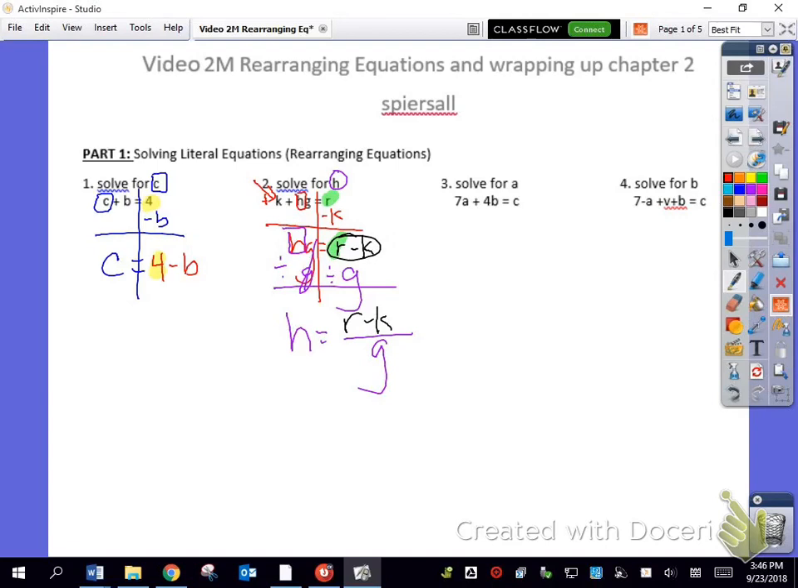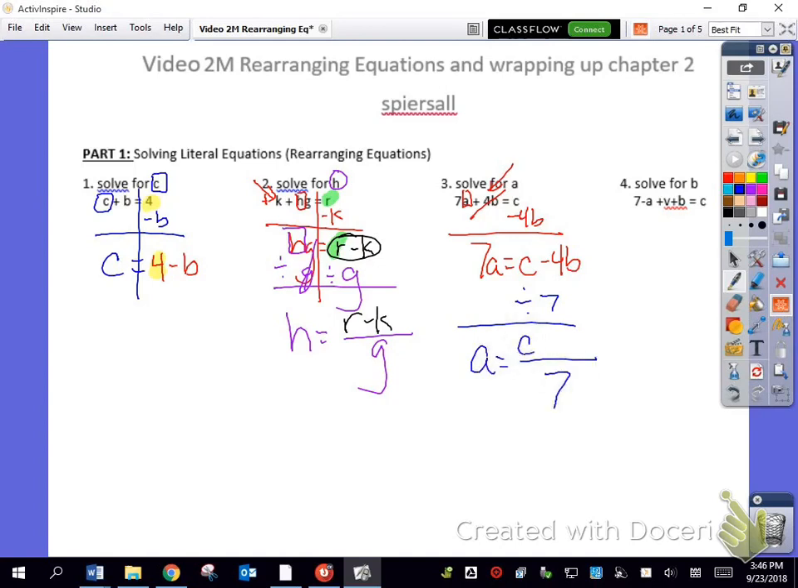Number 3, solving for A. So I need to get rid of the whole 4B first. So minus 4B, that gets rid of that. So 7A equals C minus 4B. Then the opposite of multiplying by 7 is to divide by 7. So A equals, put your divide by 7, and then put C minus 4B on the top.